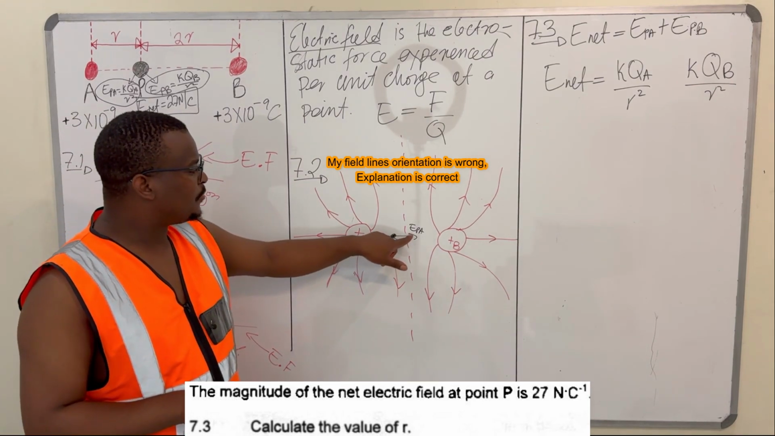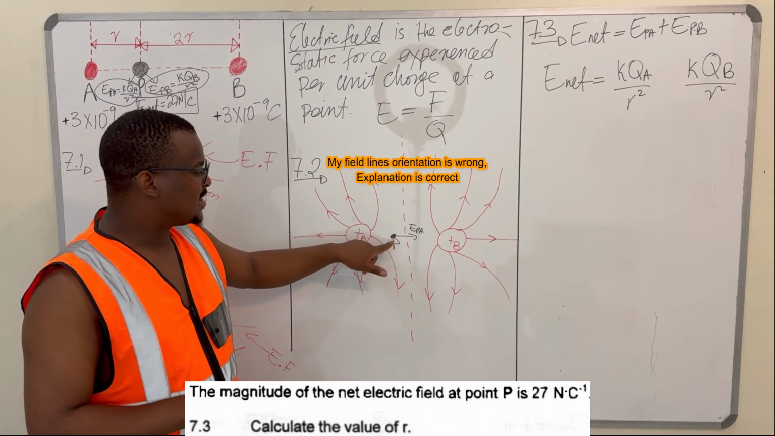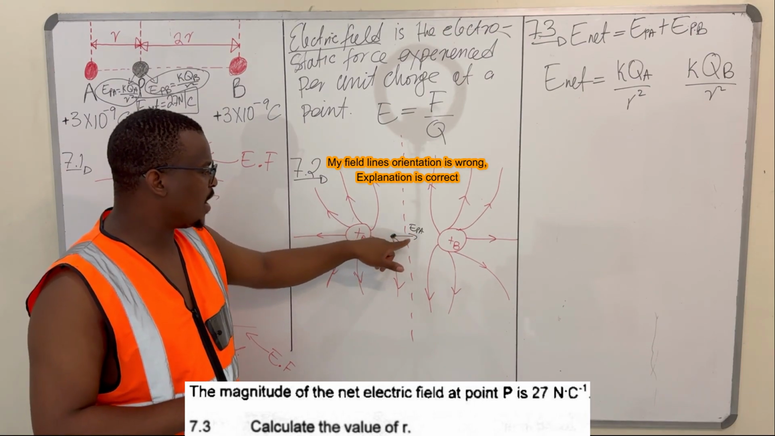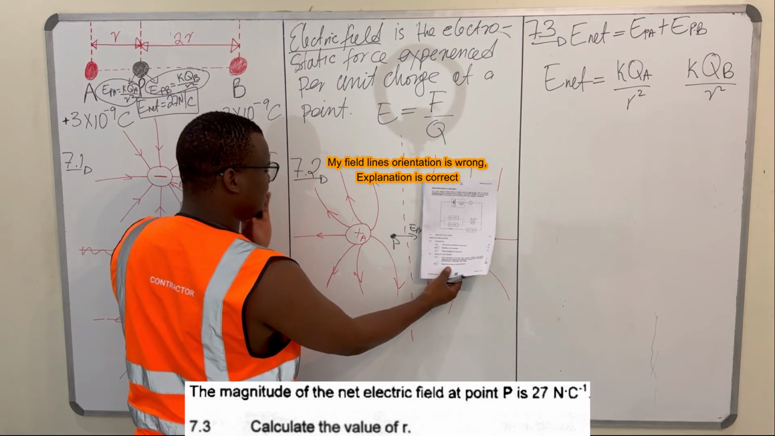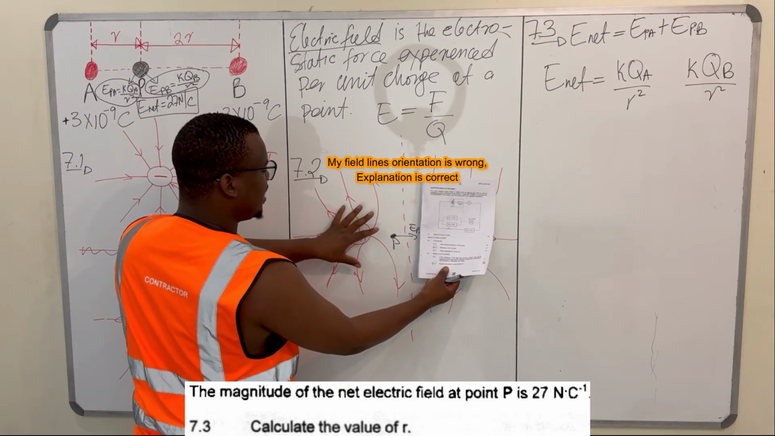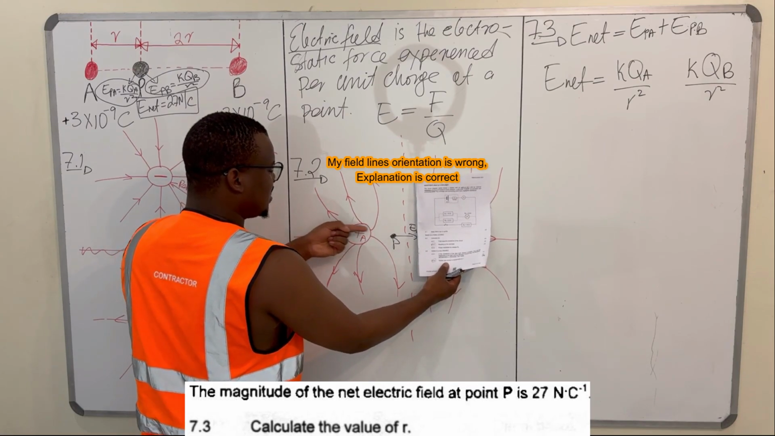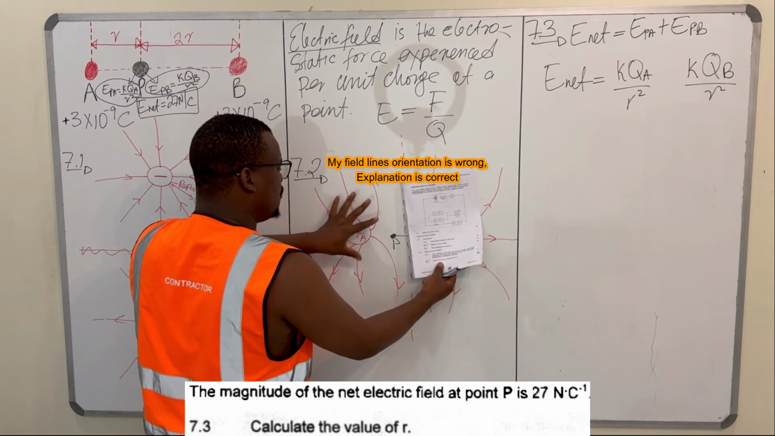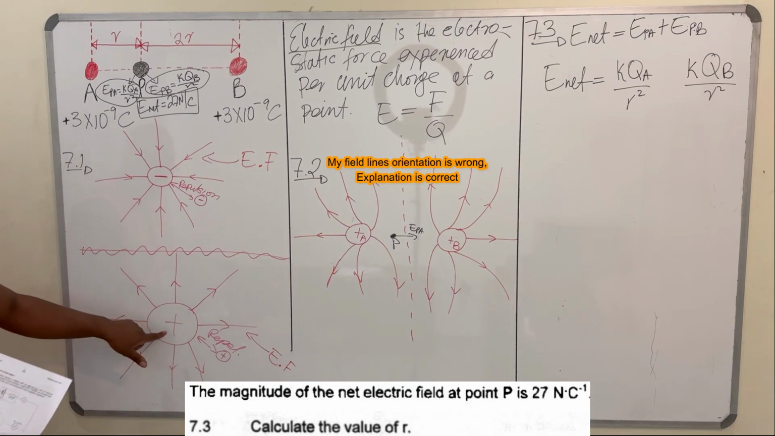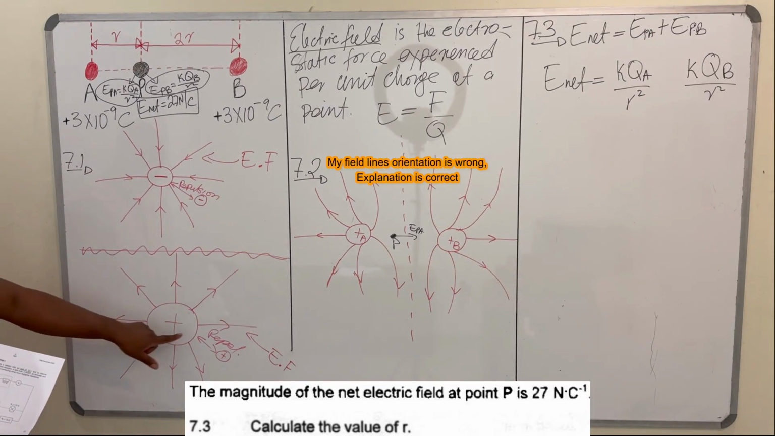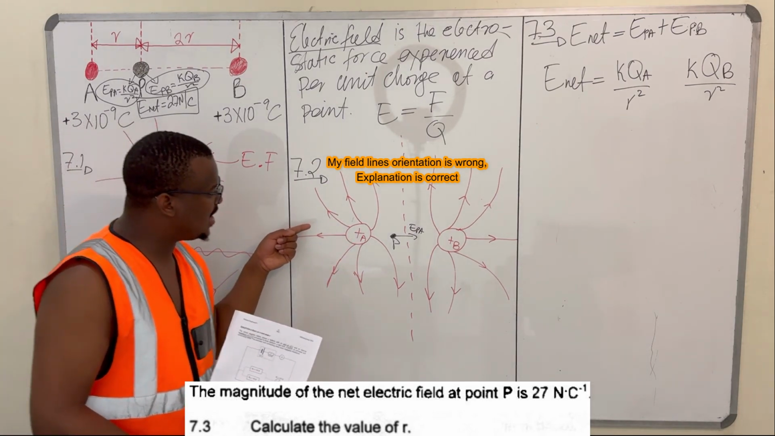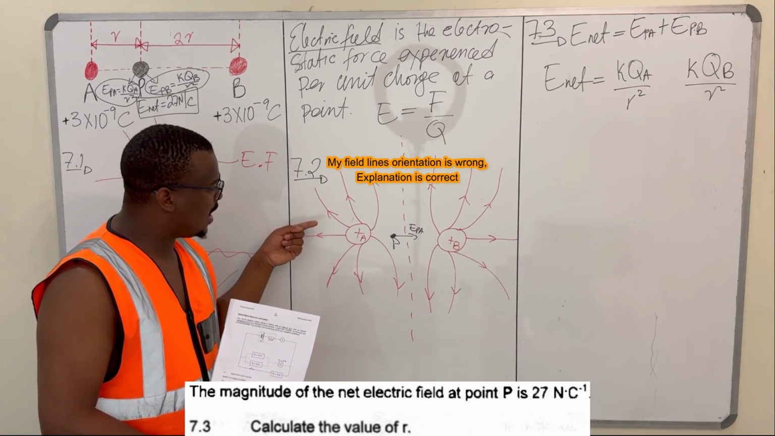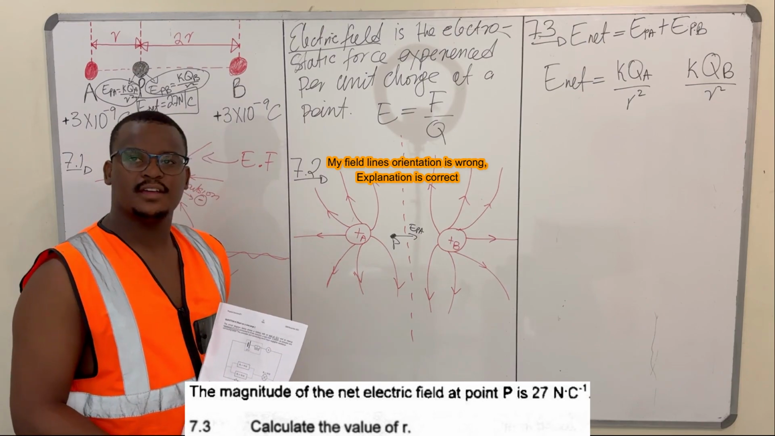So the electric field at point P due to A is in that direction, because if you imagine B is not there and look at the field lines of A, the field lines will be pushing P away, as they go out of A. So P will feel an electric field in that direction due to A.